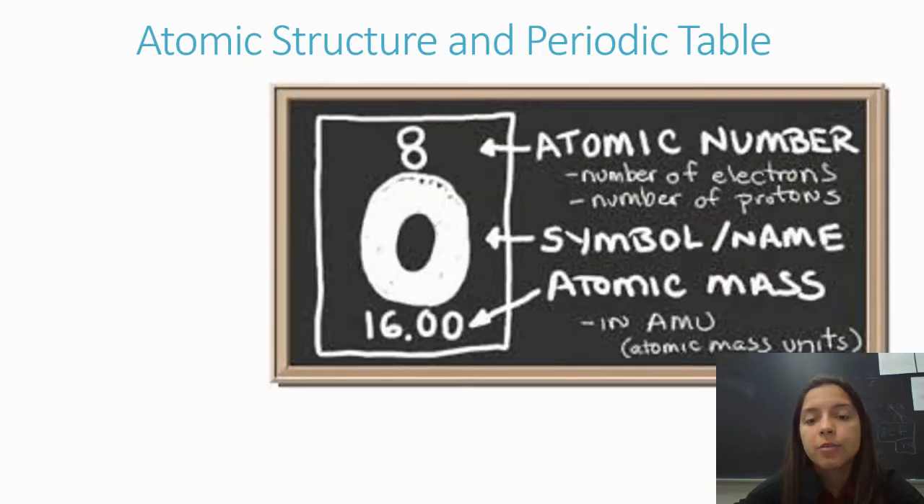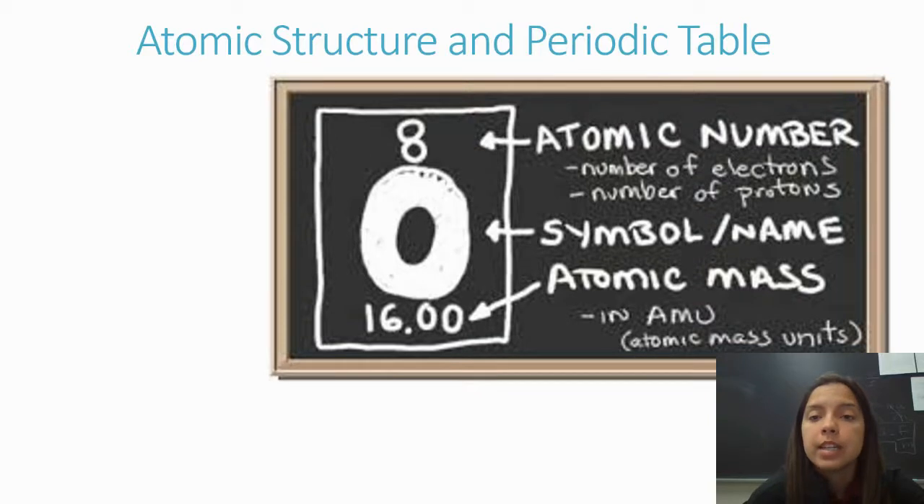So this is how you will be able to tell. So I'm going to go back. I'm going to show you this one, and then I'll go back to the next one. So the number on the top is the atomic number. For a neutral atom, that will tell you the number of electrons and the number of protons. The O right there is the symbol, which in this case is oxygen. Oxygen has a symbol of the letter O. And then the atomic mass you find at the bottom. Oxygen has an atomic mass of 16.